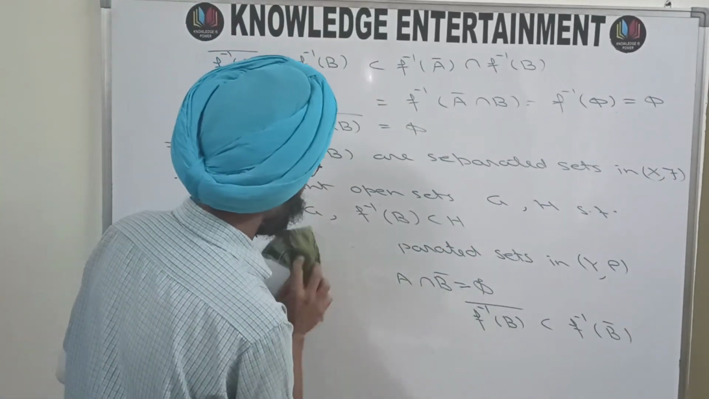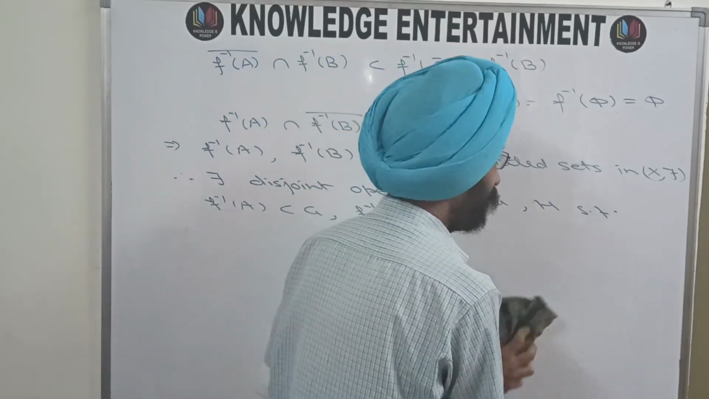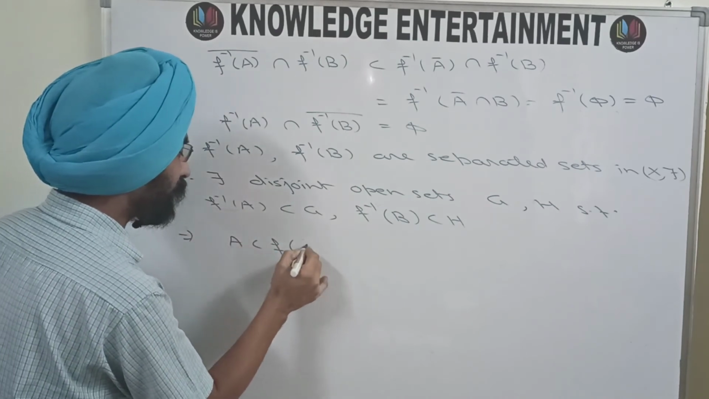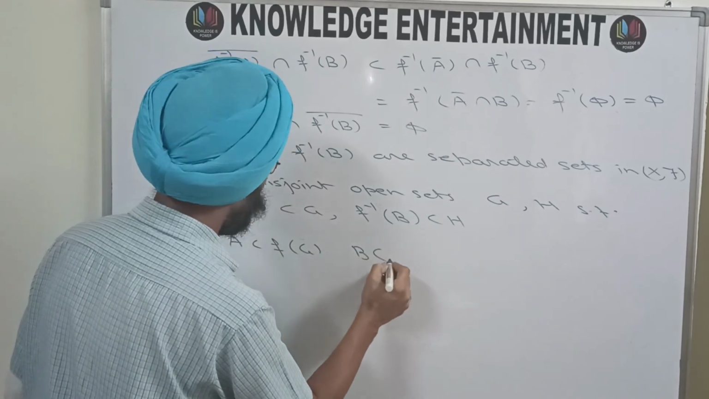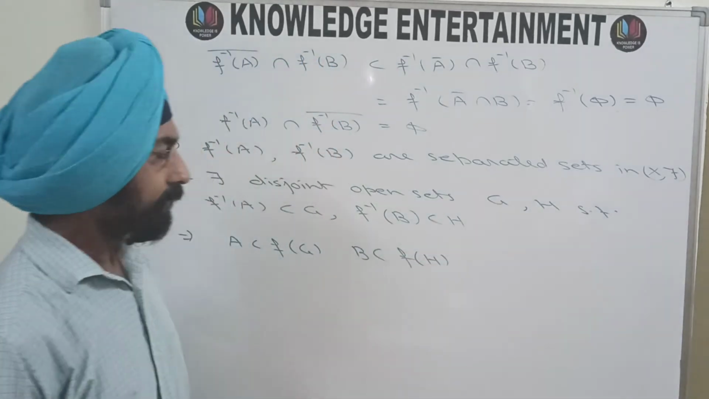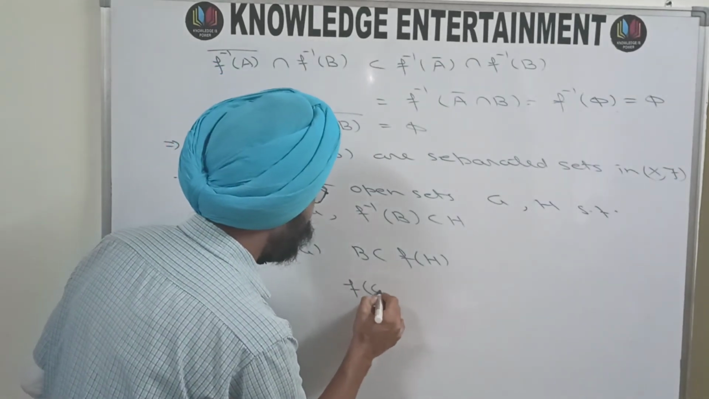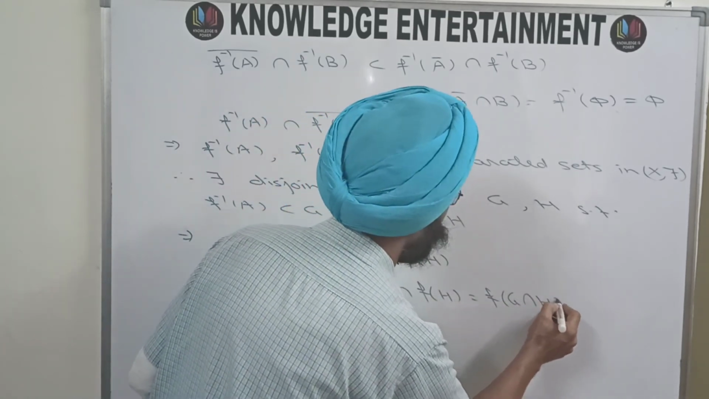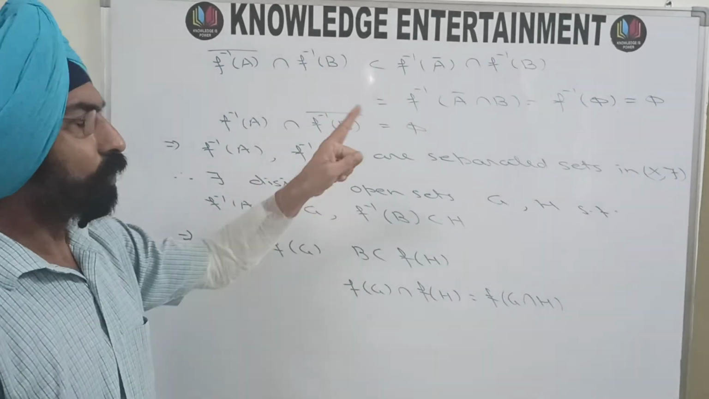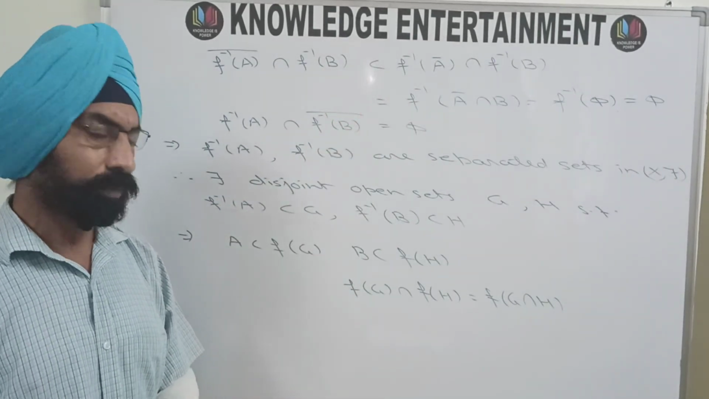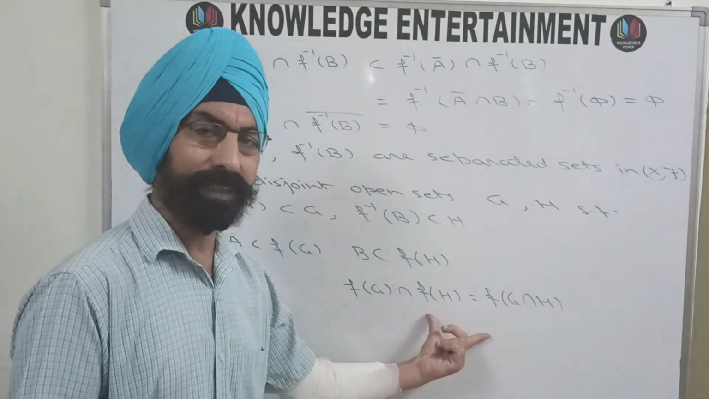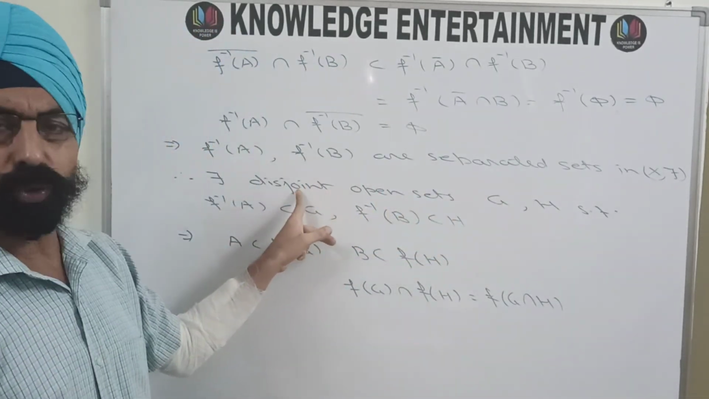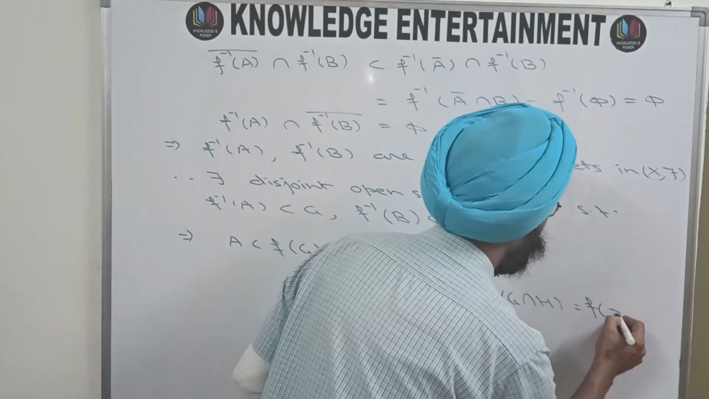Now, this gives A is a subset of f of G and B is a subset of f of H. Also, f of G intersection f of H is equal to f of G intersection H. Why? Because f is 1-1. It was a homeomorphism, so it was 1-1 also. So from the 1-1ness of f, you can have this. But what about G intersection H? Your G intersection H is phi because G and H are disjoint. So it is f of phi, and f of phi is phi.